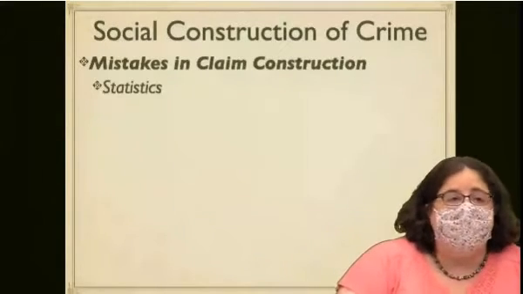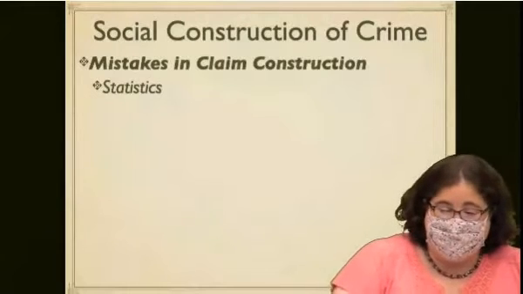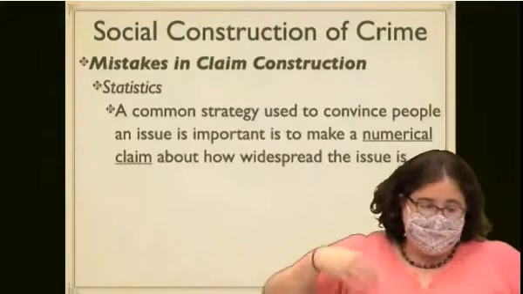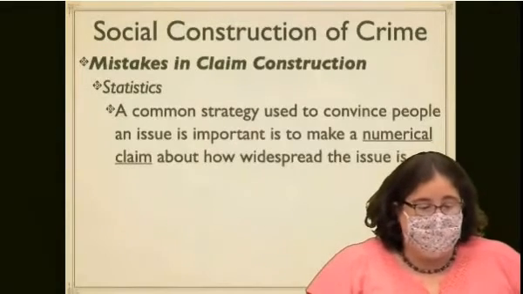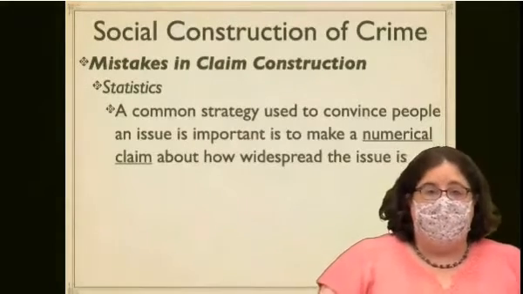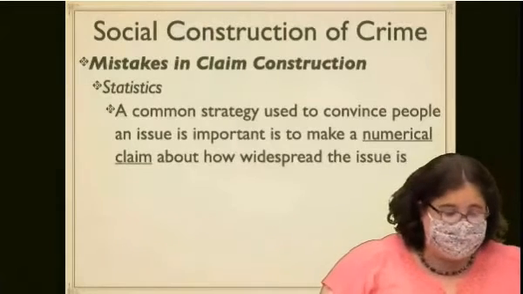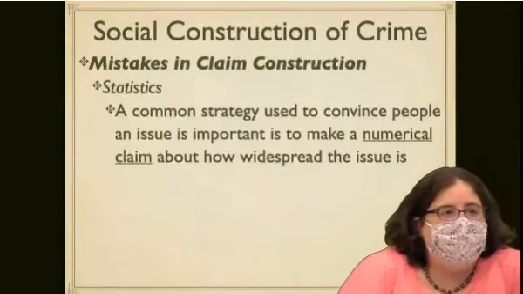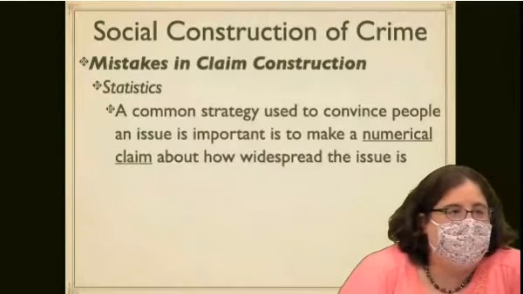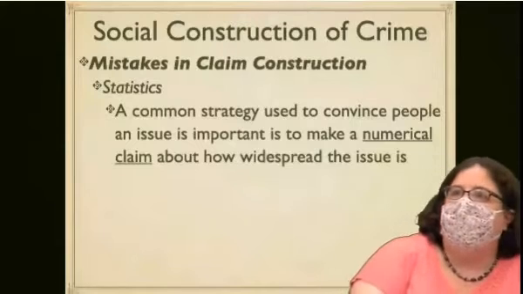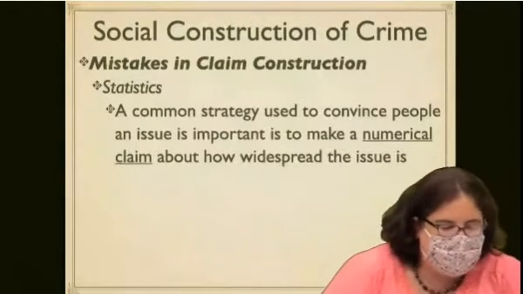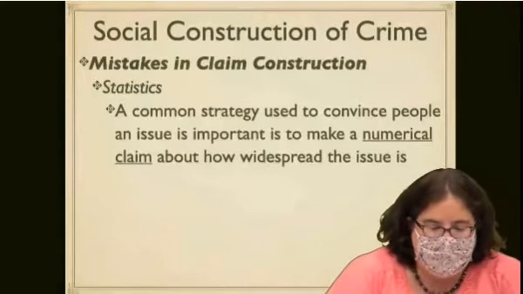Another way people make mistakes when talking about crime is to misrepresent statistics, right? A common strategy that we use to convince people about an issue is to make a numerical claim about how widespread an issue is, right? To say, did you know that 5 out of 10 Americans will face this problem? Or did you know that the violent crime rate has increased 4% this year? Or whatever, they use numbers, right?